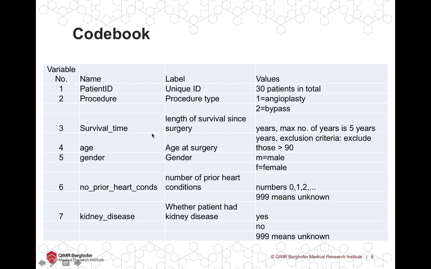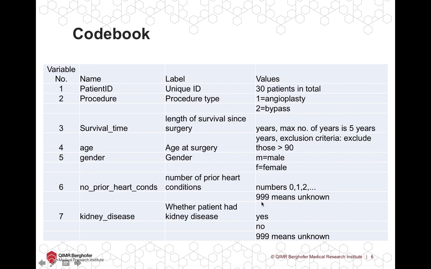So for survival time, it's the length of survival since surgery. It's measured in years, and the maximum number of years that we've followed people up for is 5 years. The age at surgery is measured also in years, but in our study we had an exclusion criteria of greater than 90 years. Gender was recorded as M as male, F as female. Number of prior heart conditions is a whole number going from 0, 1, 2 and so on.